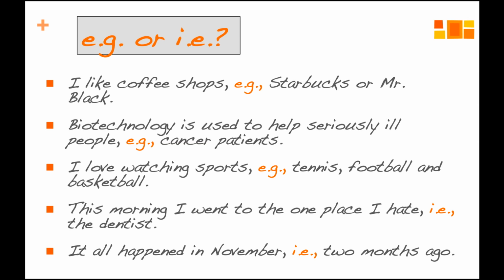It all happened in November, i.e. 2 months ago. This is almost like a little definition. That is 2 months ago. In other words, 2 months ago. Don't forget your comma. So here you have those 5 sentences. And I guess you have a feeling now when to use e.g. and when to use i.e., which brings us right to the end of this video.